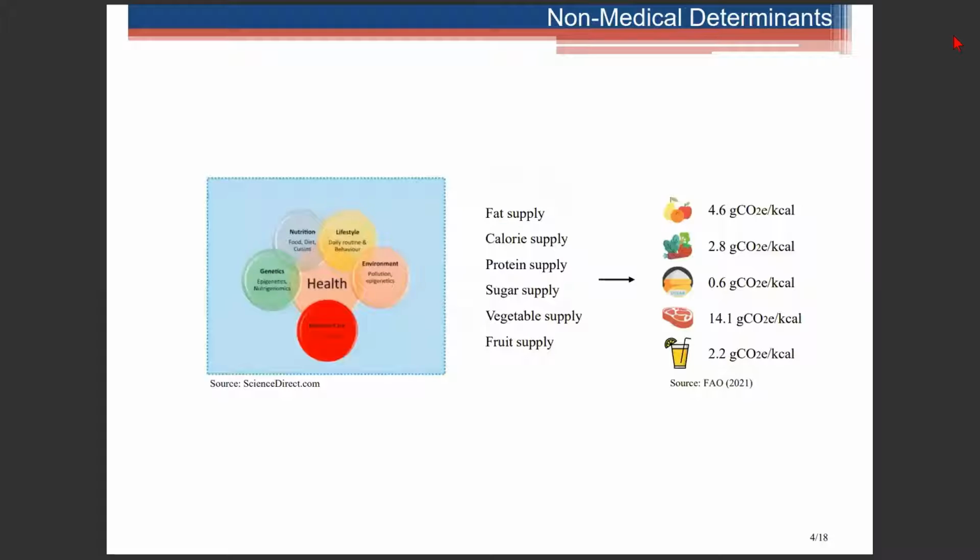And I focus on the non-medical determinants, six of them, as you see: fat, calorie, and the food supply for humans. Each factor causes some amount of CO2 equivalent per kilocalorie. It is a number from 4.6 to 2.2 grams CO2 equivalent per kilocalorie for carbonated drinks.